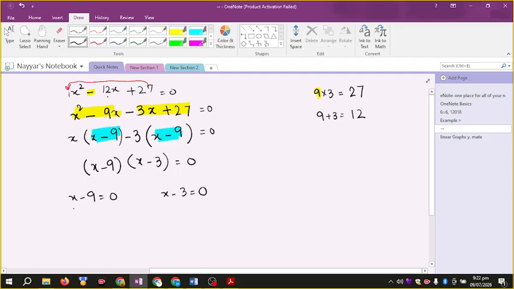Now you will solve the equation. 9 is subtracting here. When we move it to the right side, it will be added to 0 and you will get 9. In the same way, 3 will be added to 0, so you will get 3. So our answer is 9 and 3.